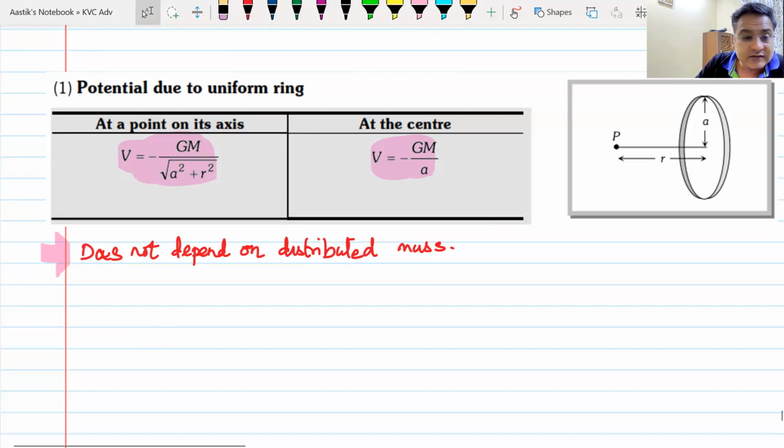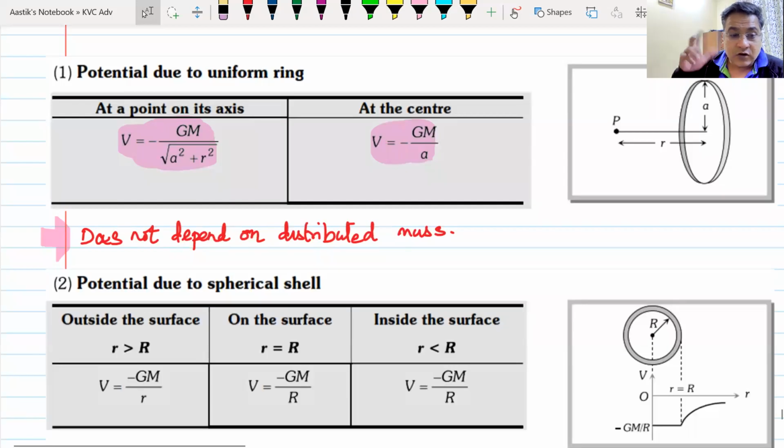Do we understand this? Because it only depends on the mass. It is a scalar quantity. It does not depend on the distribution of mass, because I have seen questions where the mass was given slightly different, not uniformly distributed, and then they asked what is the potential at any point on the axis of the ring. The next one is a hollow sphere or a spherical shell.